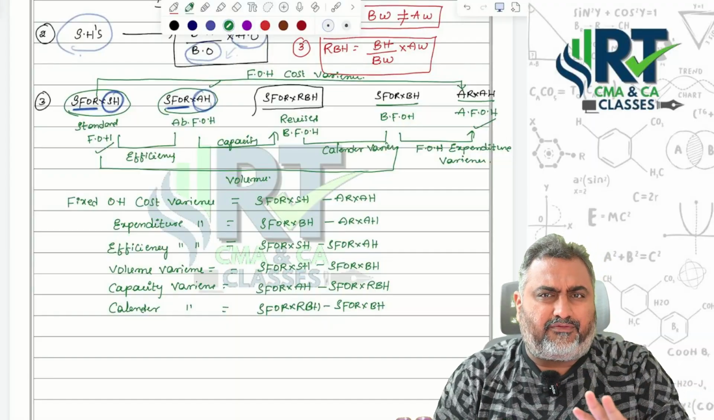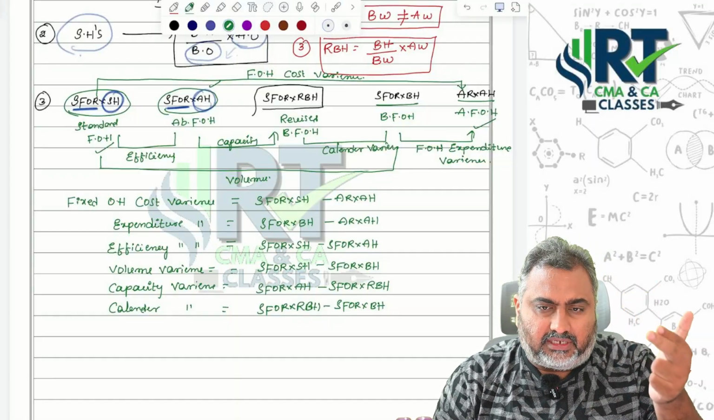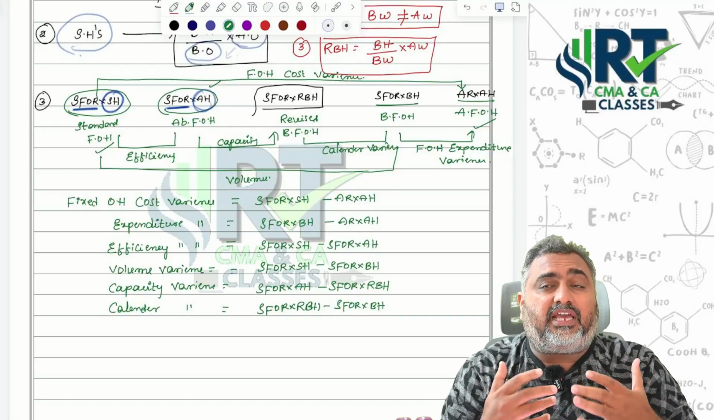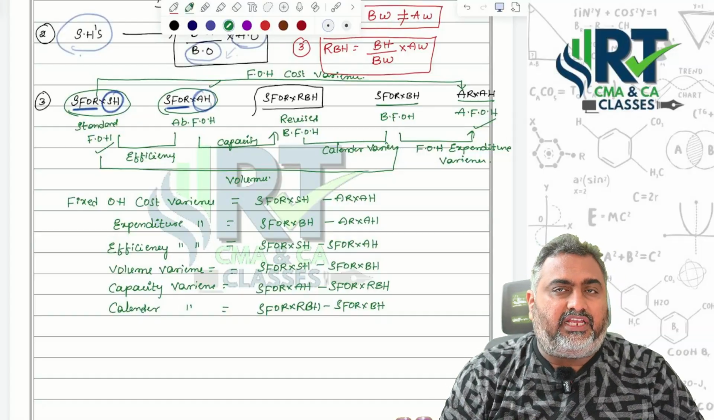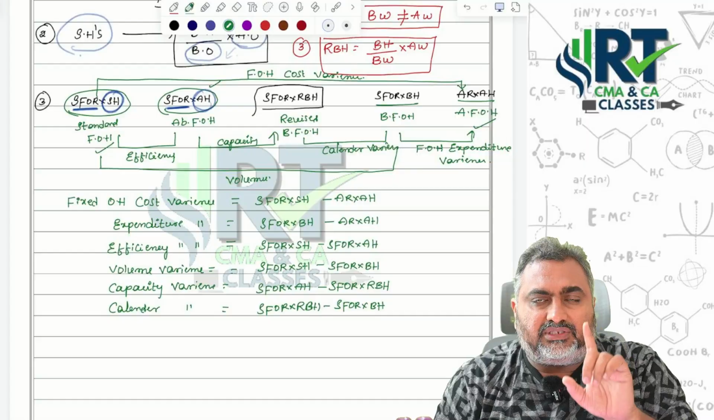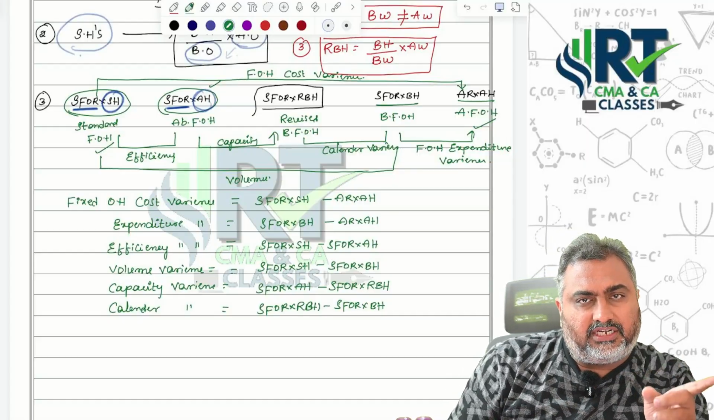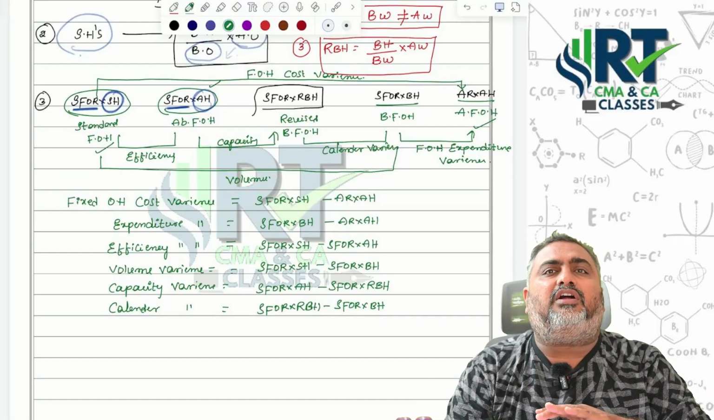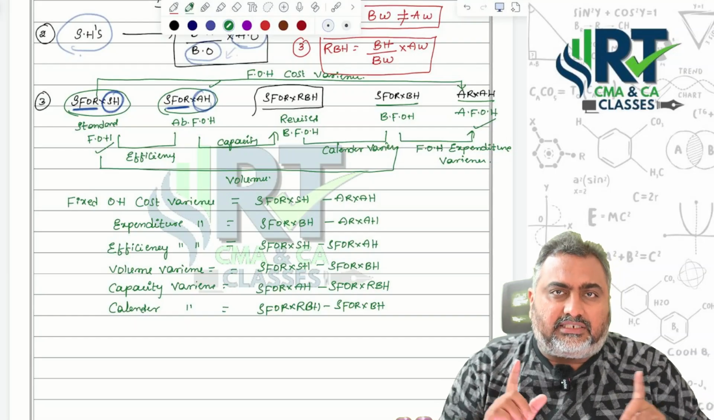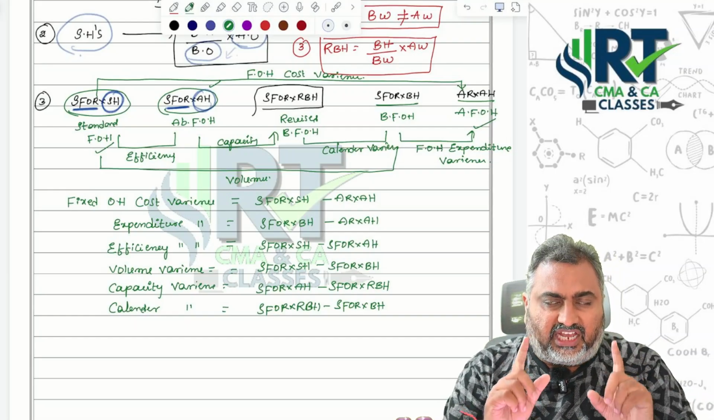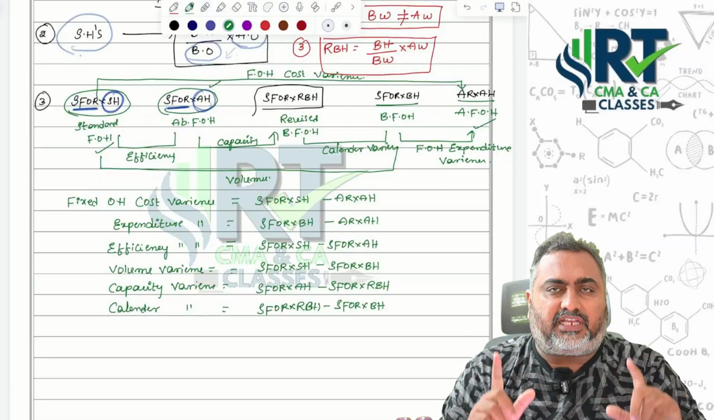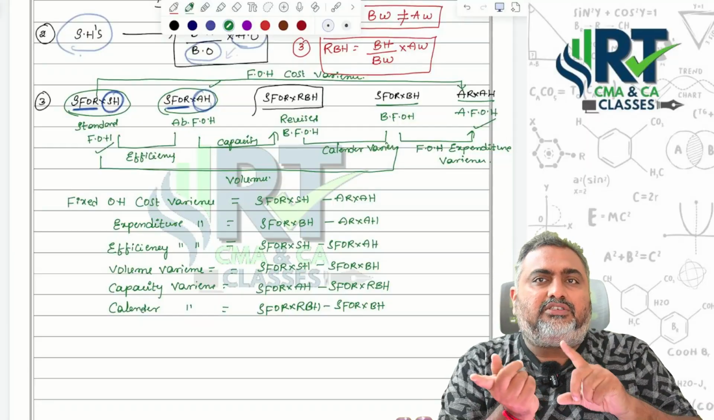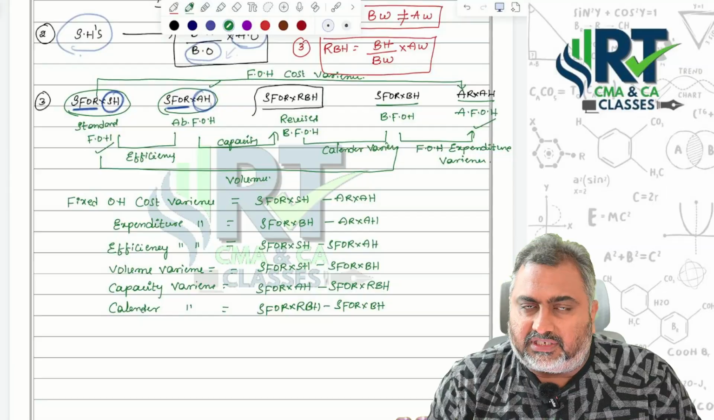Where students get confused is only volume, capacity and calendar. Calendar variance is also easy to remember. Why are you going with calendar variance? Between those two only. Because of the working days difference, budgeted hours are converted into revised budgeted hours. If there is no working days difference, there is no concept of RBH. That's the reason calendar variance happens: because of differences between working days. So RBH is generated because of working days differences, so by comparing with budgeted hours itself. That's the reason.